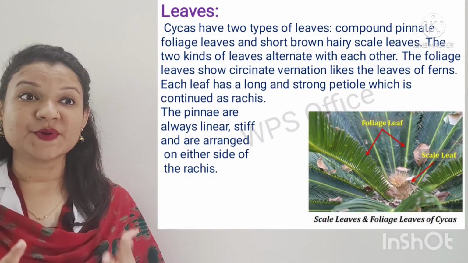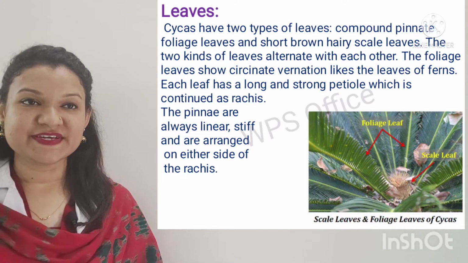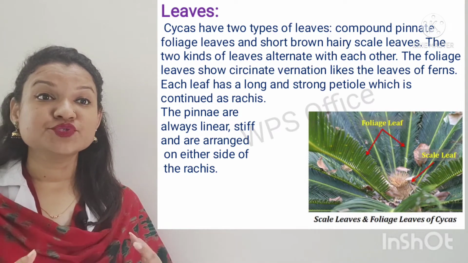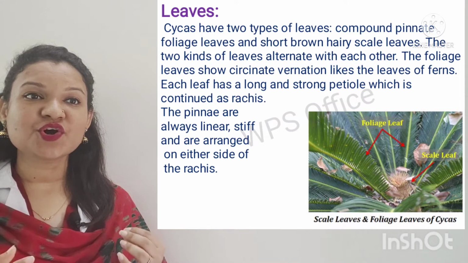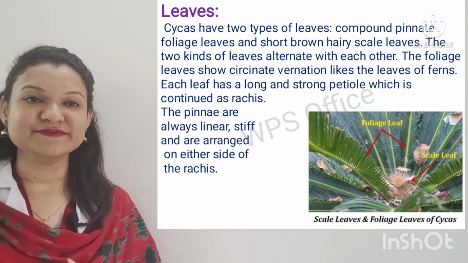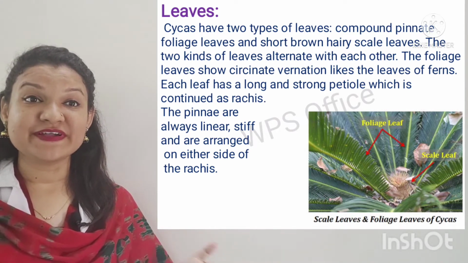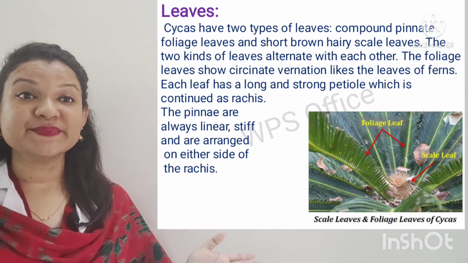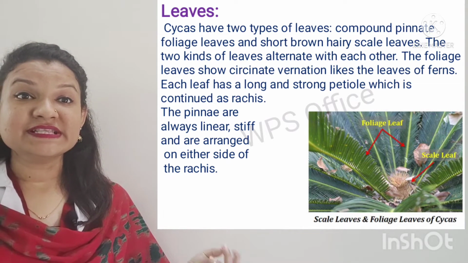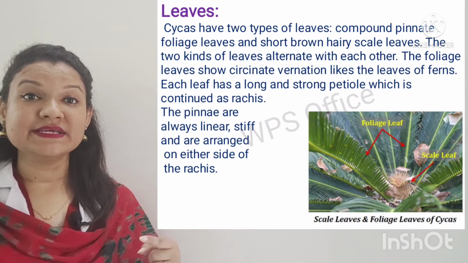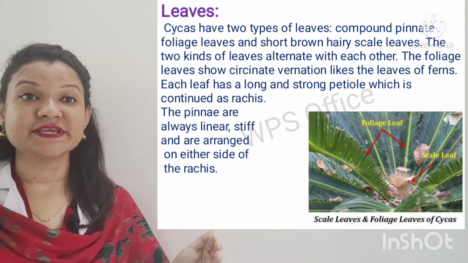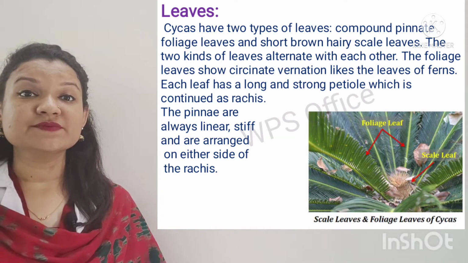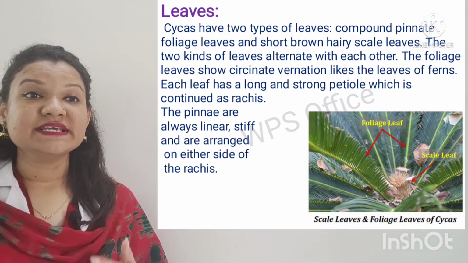Now I will tell about the leaves. What kind of leaves are present in the Cycas? Cycas have two types of leaves, compound pinnate foliage leaves and short brown hairy scale leaves. So I think this is very interesting. You can see a picture. These leaves are arranged spirally and form a crown-like structure on the apex of the stem. The two kinds of leaves alternate with each other.